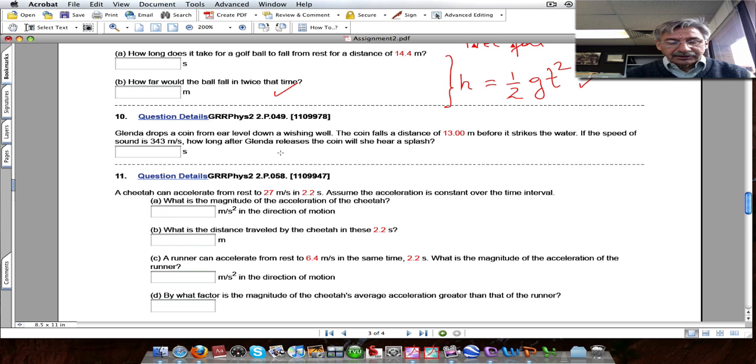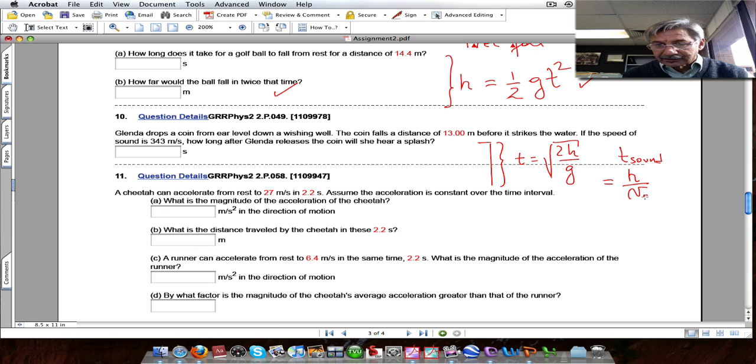This is a question of, there are 2 times involved here, the time to fall. So that time, according to the equation above, is the square root of the height divided by g, plus the time that the sound takes to go up. The time that the sound takes to go up is the distance that it has to travel to get back to the ear divided by the velocity of the sound.